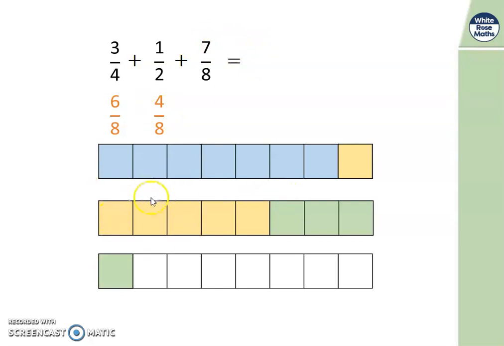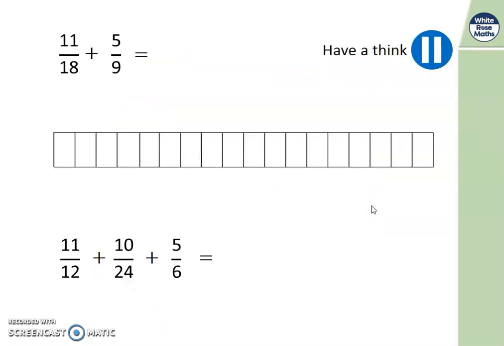Does that match what we've got coloured in down here? It does. It's 17/8. How many whole ones do I have? How many whole bars are full? You should see that I have 2 full bars, and then there is 1/8 left at the end. Pause the video, use those same skills to have a go at these. Let's see how you did.